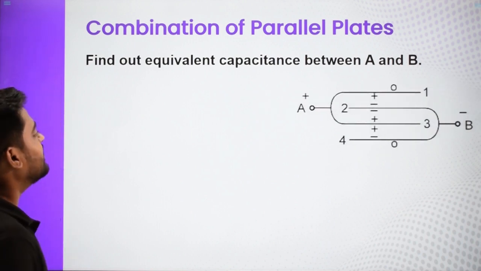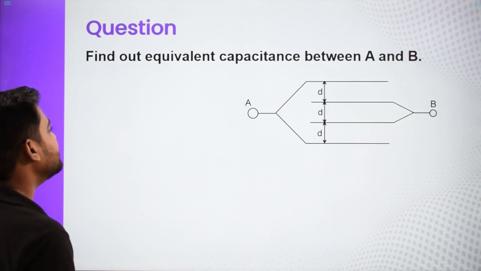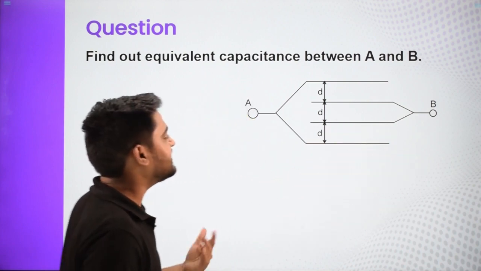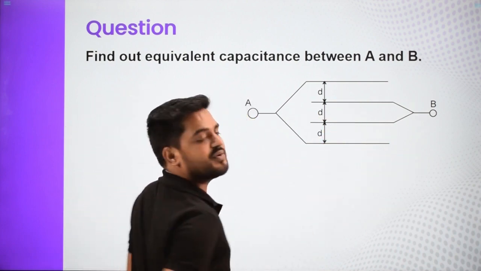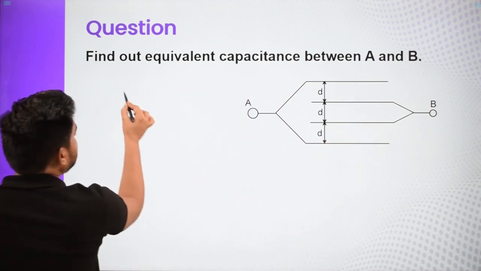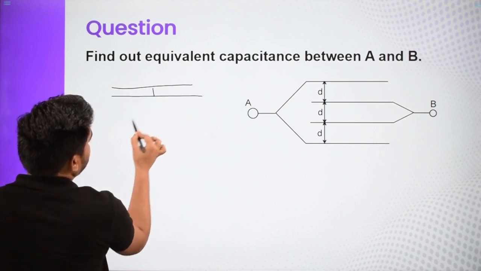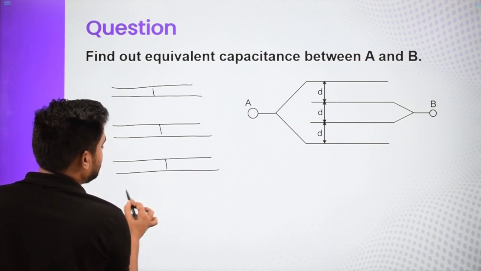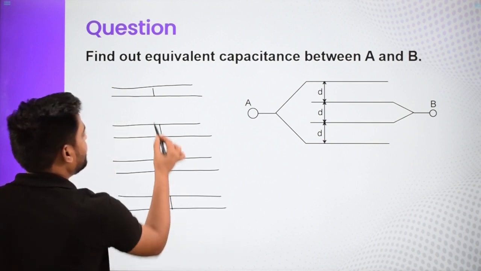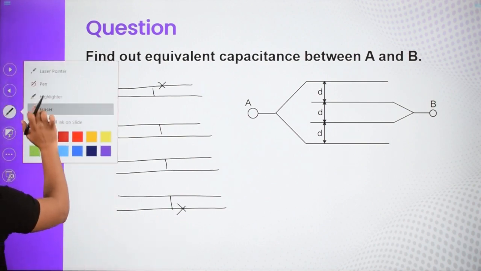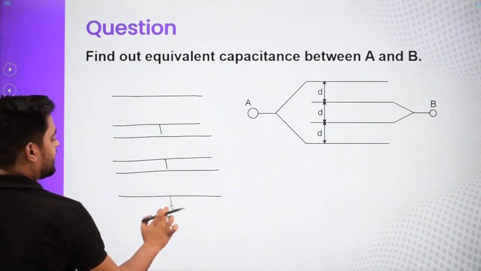Now let us have a look at another question. This question says, find out the equivalent capacitance between A and B. So again, same type of question, just the connection of A is done differently. So do the same thing. Each plate, so there are 1, 2, 3, 4. So 4 plates I am drawing. So plate number 1, plate number 2, plate number 3, plate number 4. First and last, just remove them. So I am removing them from the original figure only. Done and done.